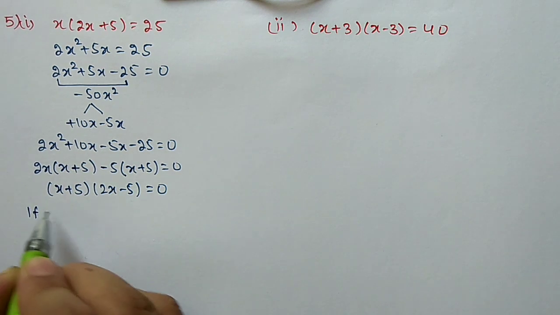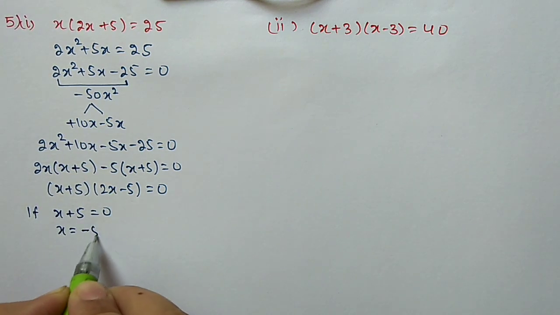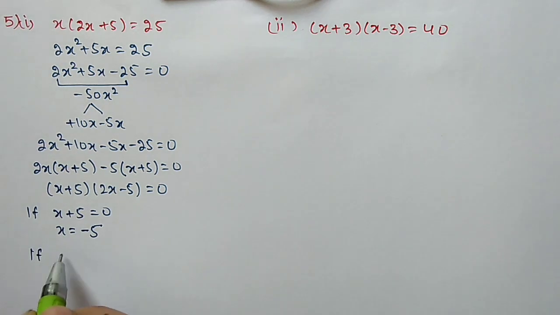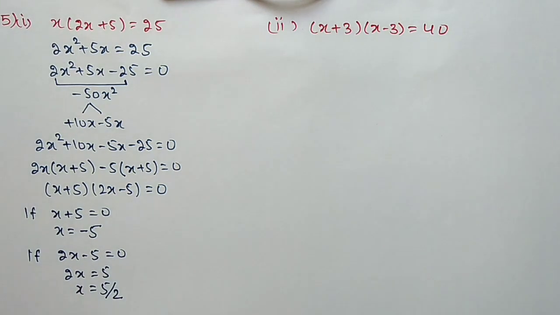If the first bracket x plus 5 is equal to 0, x value will be minus 5, and if the second bracket 2x minus 5 is 0, then 2x will be 5, x value will be 5 by 2.